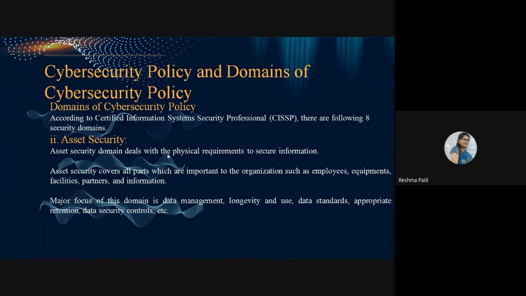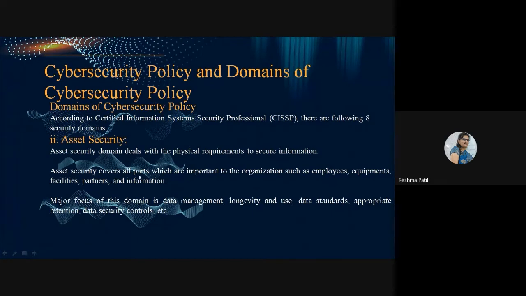So everywhere we have to provide security for that asset. The asset security domain deals with the physical requirements to secure information. What security can we provide to this particular information? What are the physical requirements? This domain will deal with that.